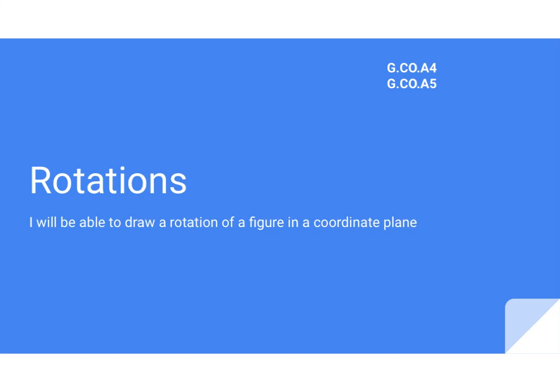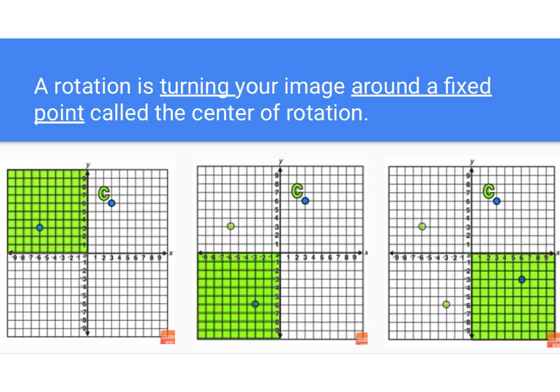Rotations. After watching this video, I will be able to draw a rotation of a figure in a coordinate plane. So a rotation is another type of transformation, and it's basically taking your image and turning it around a fixed point, and that point that you're turning it around is called the center of rotation.